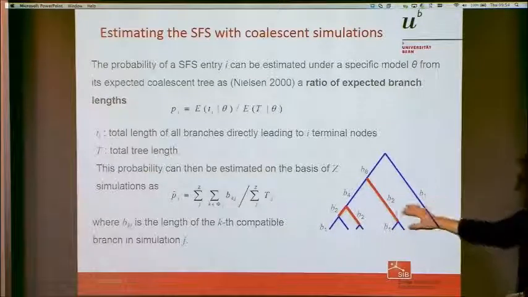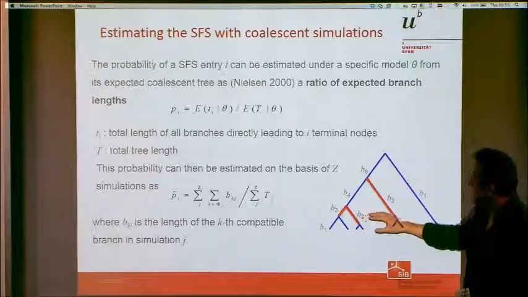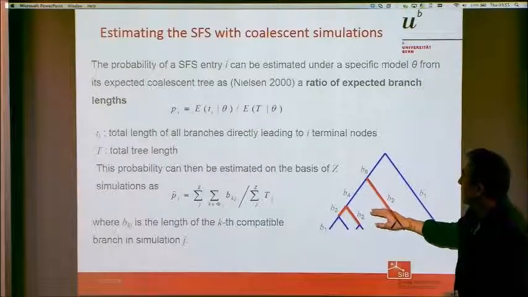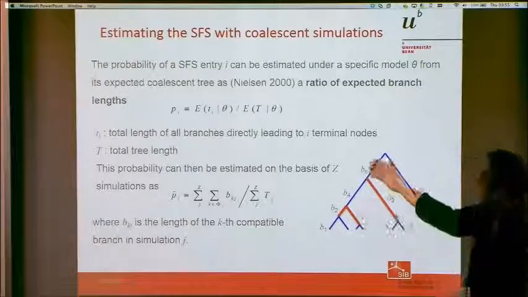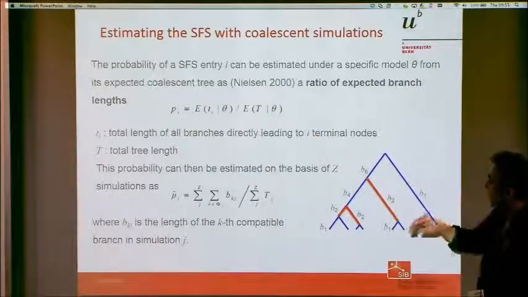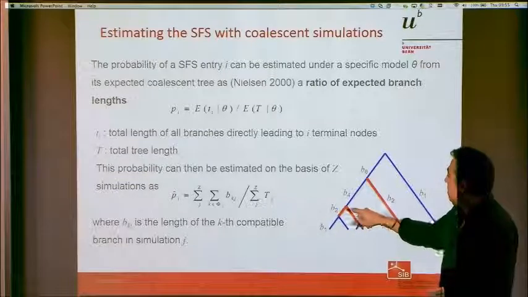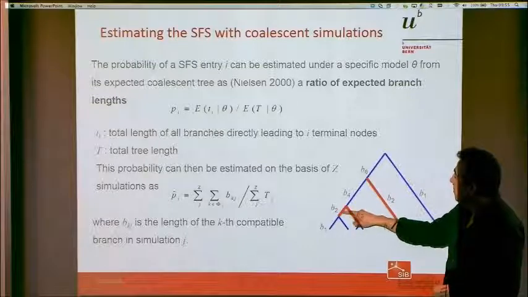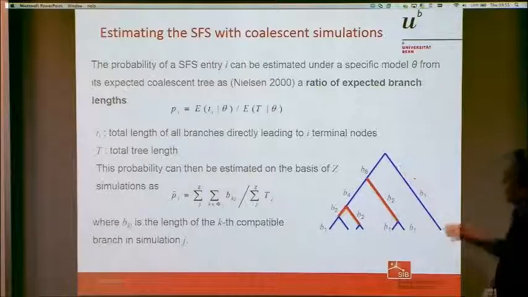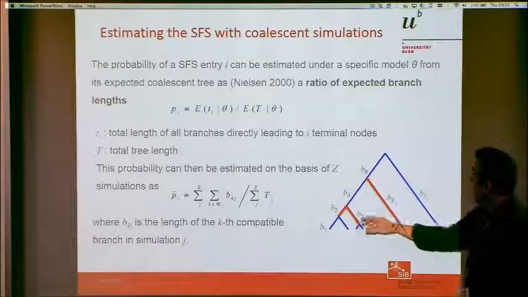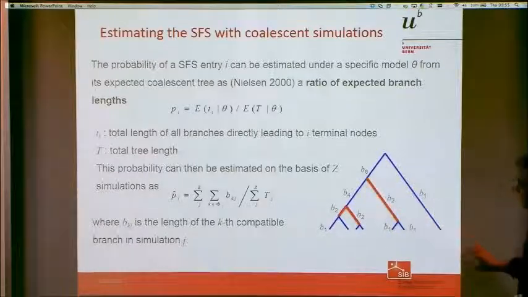So, for instance, suppose that you have a coalescent tree like this, and you would like to estimate the expected frequency for mutations that would have an allele frequency of 2. Basically, this formula just says that it's the ratio of the sum of the branch lengths on which a mutation would lead to 2 terminal nodes over the total tree length. Okay? So these entries would just be the sum of these red branches over the total tree length.